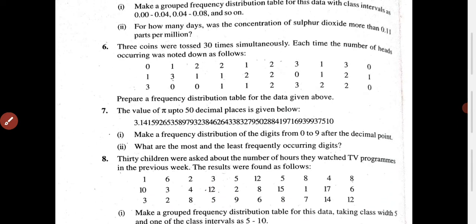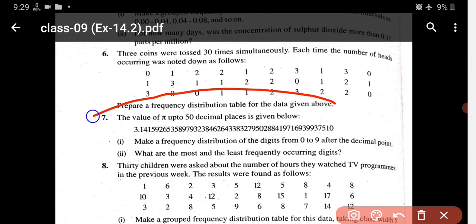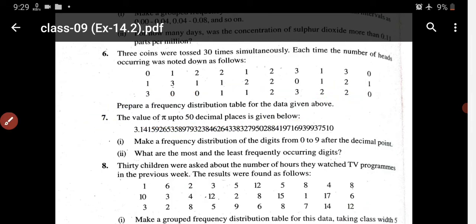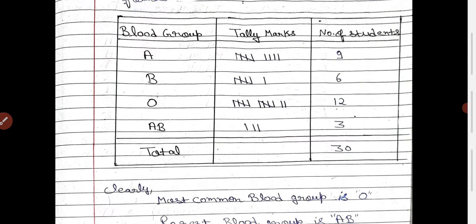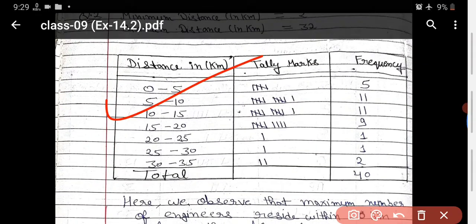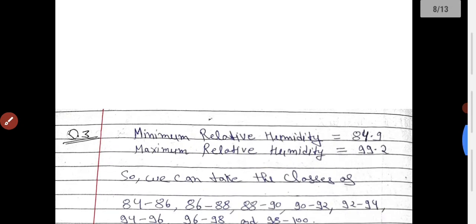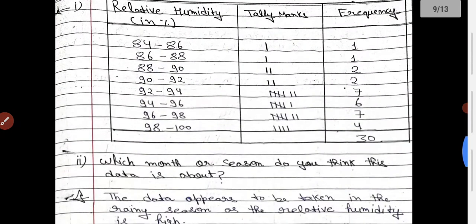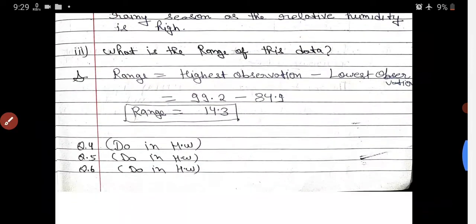And question number 6 also, 3 coins are there. Information is given here. You have to make only a frequency distribution table. So as I made in question 3, it is also a frequency distribution table. This one, and the second one is also a frequency distribution table, for that class interval. And the third one is also a frequency distribution table in class interval. So like that, these 3 parts you have to do by yourself in homework.